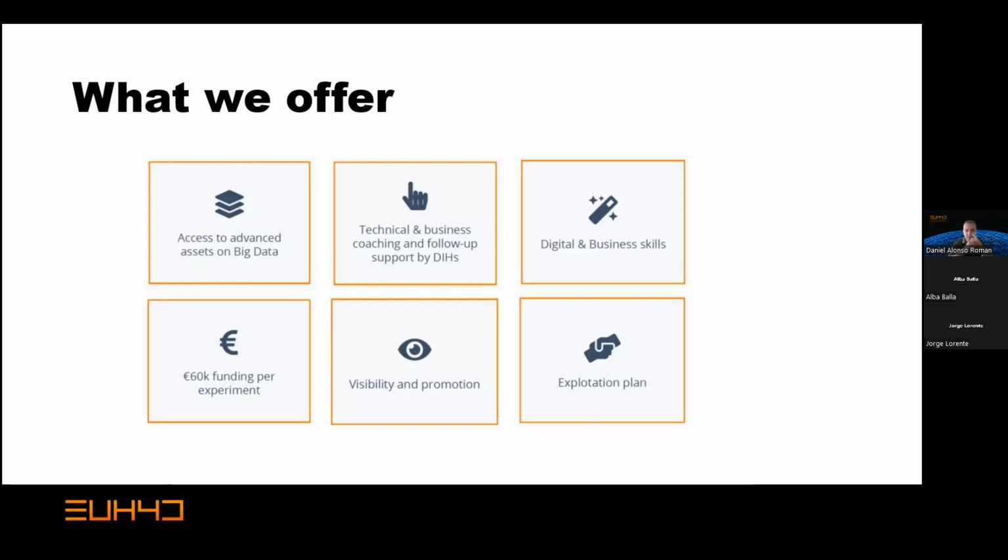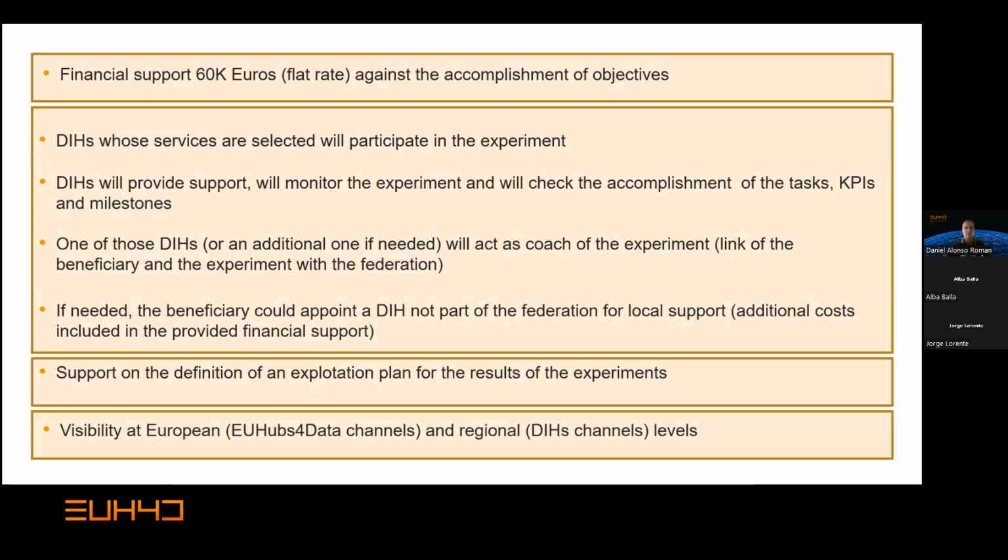So it's not only funding, it's not only the services as such, but also support from the hubs. We are also providing digital and business skills. We are providing visibility and promotion, and we are also providing an exploitation plan. And also this is why it's so important for us that your results are framed in key exploitable results, because we will be also providing you an exploitation plan specifically devoted to those results. So these are the six points that we are offering.